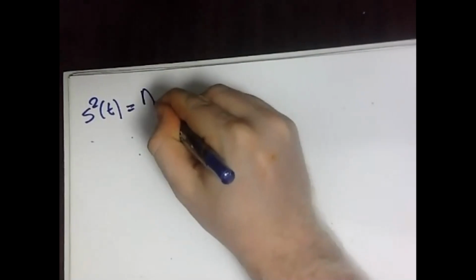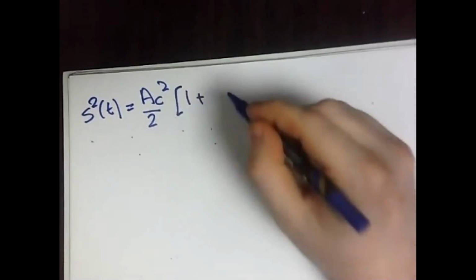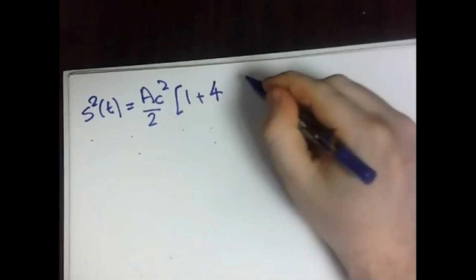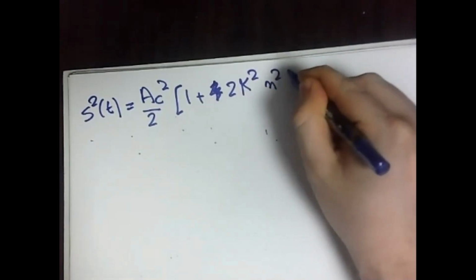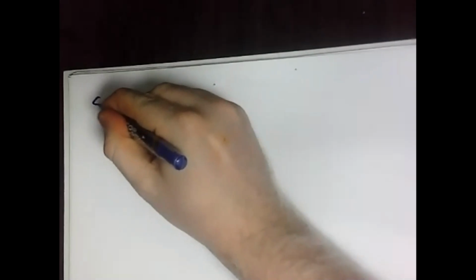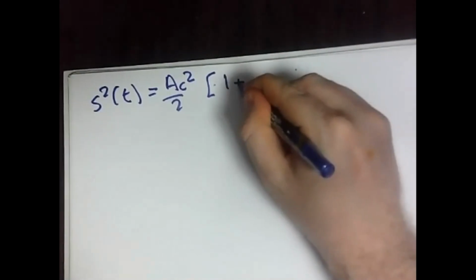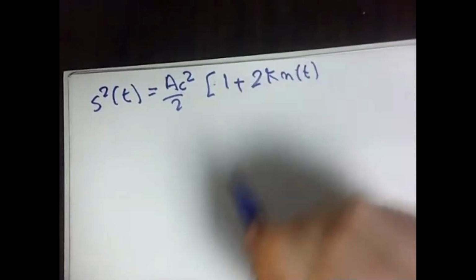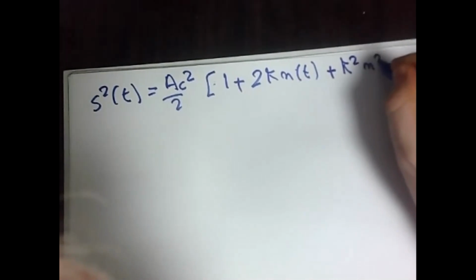So you will get something like that. S square of t equals Ac square over 2, 1 plus 2 k m of t plus k square m square of t.